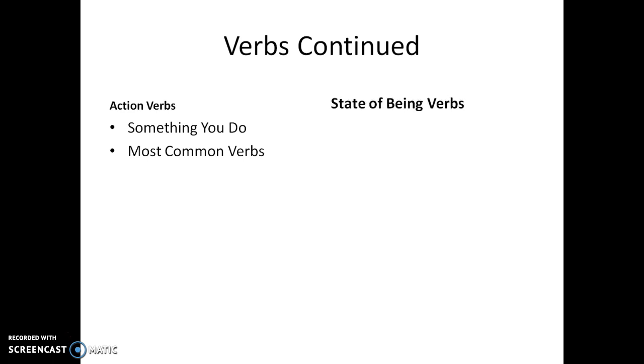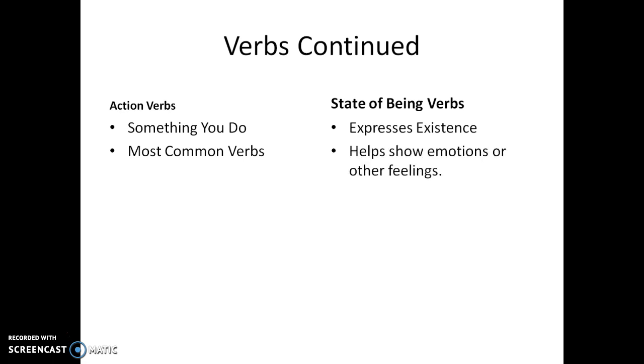Now there's also state of being verbs. They express existence, right? They help us show our emotions or other feelings. So these are commonly forms of the verb to be, right? And there's also linking or auxiliary verbs, but we're not really going to go into those ones because they basically can be lumped into the state of being verbs. They're not exactly the same thing, so, you know, we're going to get real technical. But we won't need to worry about that.